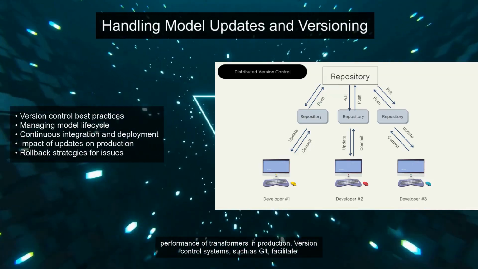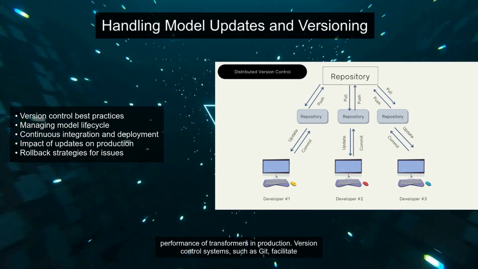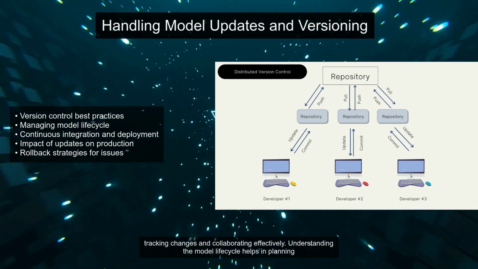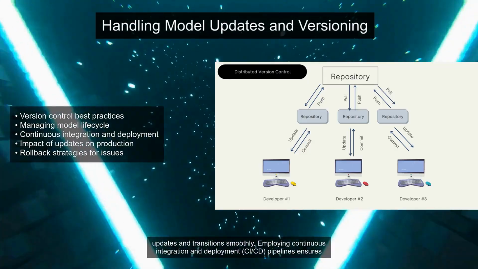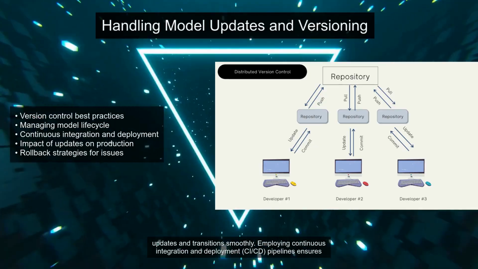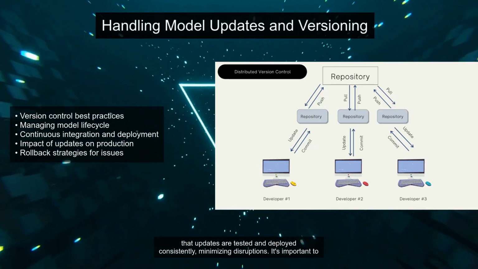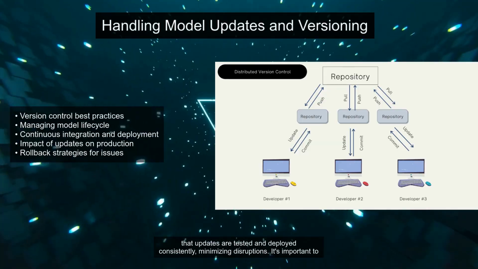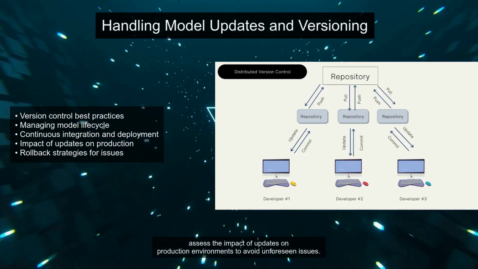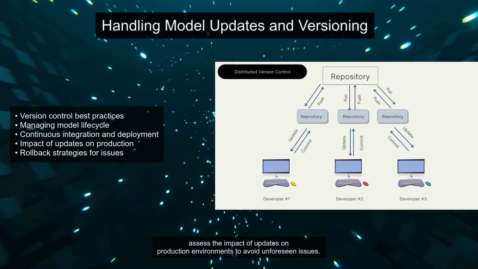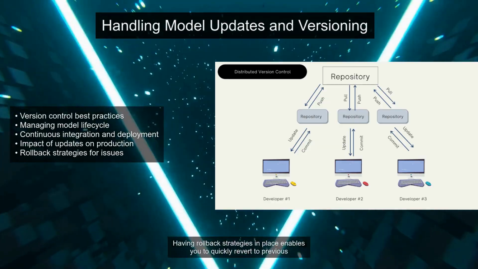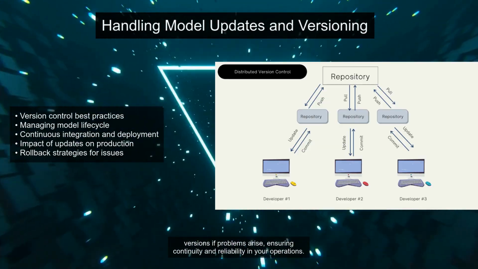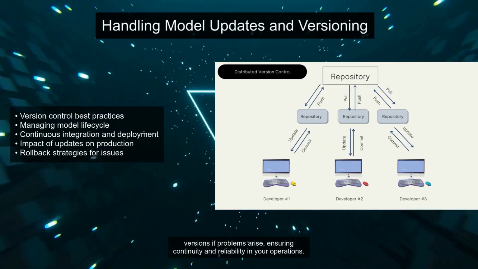Managing model updates and versioning is crucial for maintaining the integrity and performance of transformers in production. Version control systems, such as Git, facilitate tracking changes and collaborating effectively. Understanding the model lifecycle helps in planning updates and transitions smoothly. Employing continuous integration and deployment (CI/CD) pipelines ensures that updates are tested and deployed consistently, minimizing disruptions. It's important to assess the impact of updates on production environments to avoid unforeseen issues.